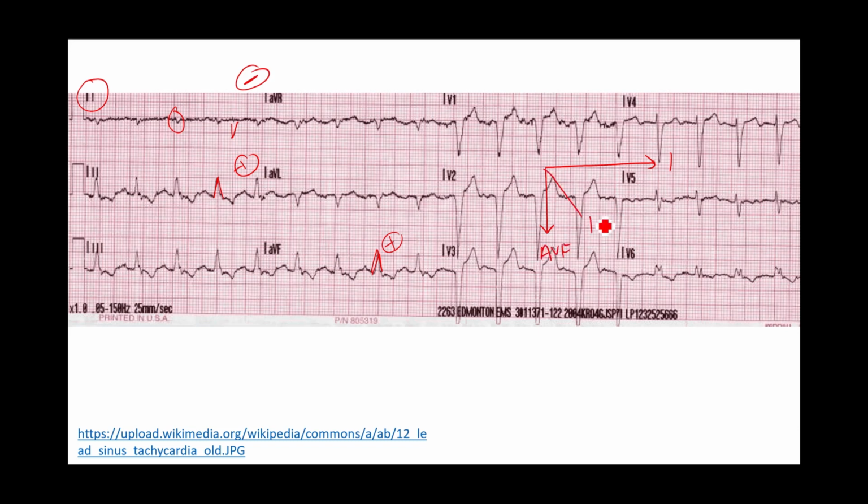Let's draw out our leads and see what's going on here: 1, AVF, and 2. This time 1 is negative, so the axis of ventricular depolarization is being pulled away from 1. But 2 and AVF are positive, so it has to be within this region right here where 2 and AVF can both see that ventricular depolarization very well. So this is a right axis deviation.